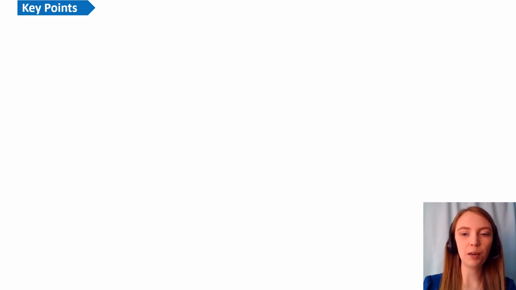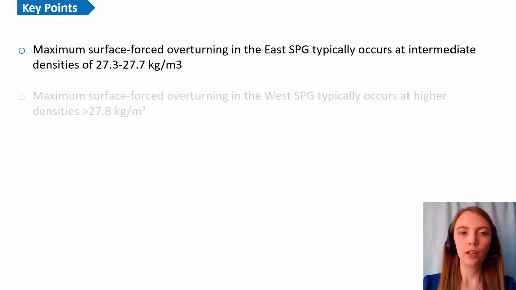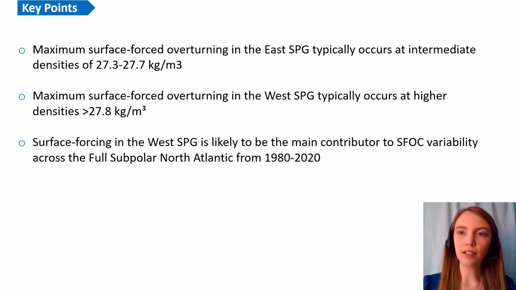So finally, some key points to finish with. The maximum surface forced overturning in the east subpolar gyre typically occurs at intermediate densities in the range of subpolar mode water. The maximum surface forced overturning in the west subpolar gyre typically occurs at higher densities in the range of Labrador seawater. And finally, since the maximum surface forcing for the full subpolar North Atlantic occurs at higher densities, the surface forcing in the west subpolar gyre is likely to be the main contributor to SFOC variability observed across the full subpolar North Atlantic from 1980 to 2020.